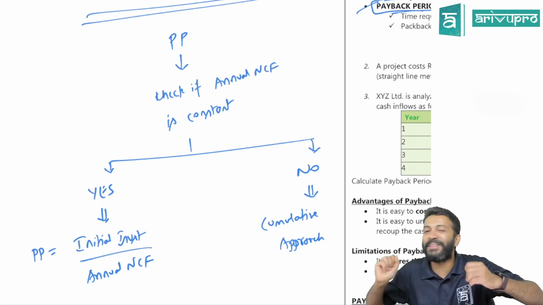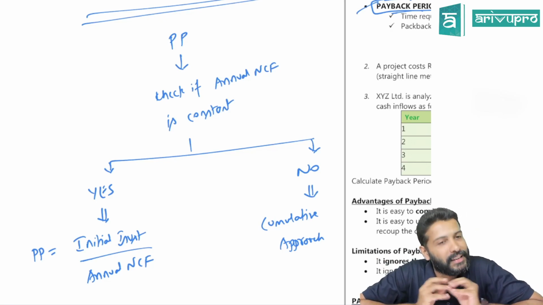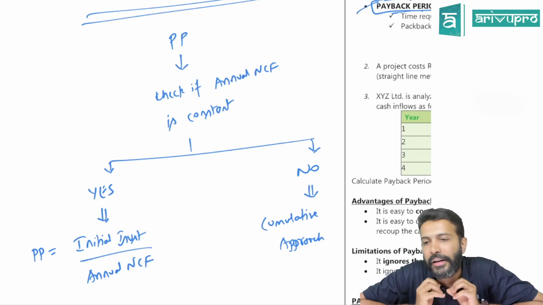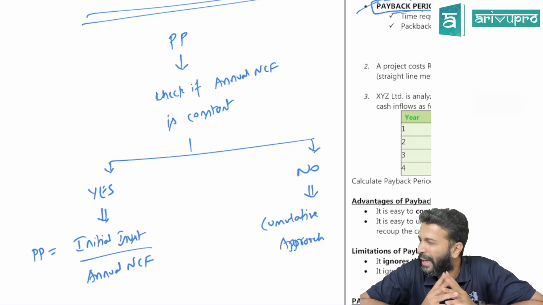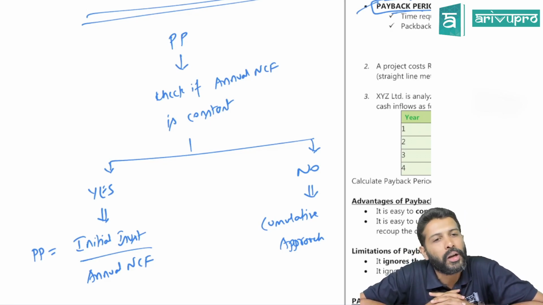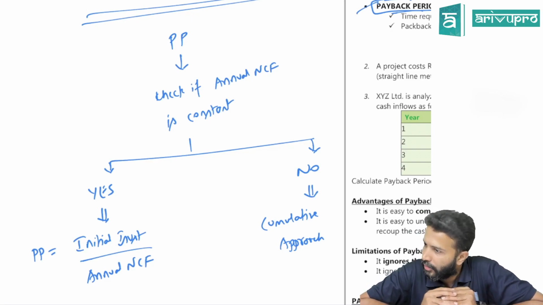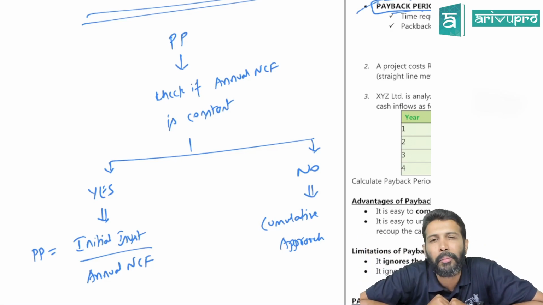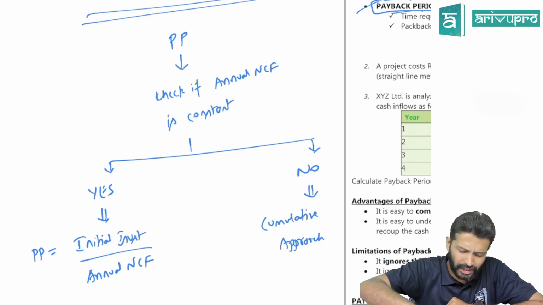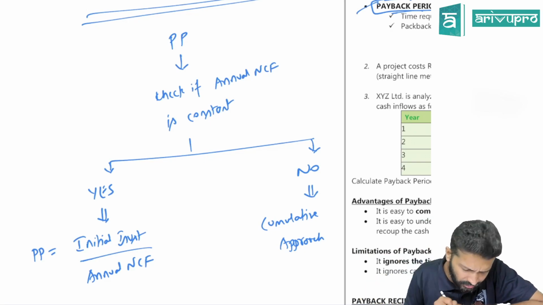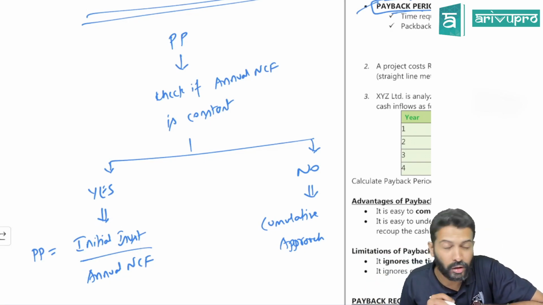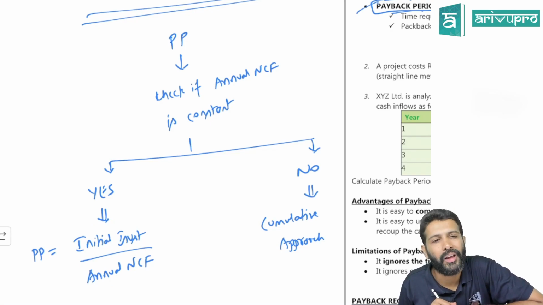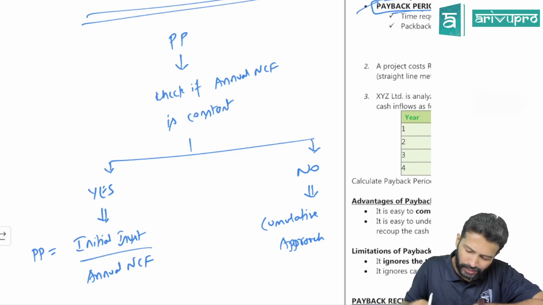Payback period means the time period taken to recover your investment: in how many months or how many years you will recover your investment. That is what payback period is trying to measure. For that, check whether your net cash flow is the same or is it changing? If it is the same, a simple formula: initial investment divided by annual net cash flow. Okay, let's apply this in one other question.